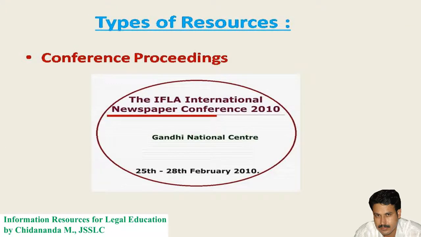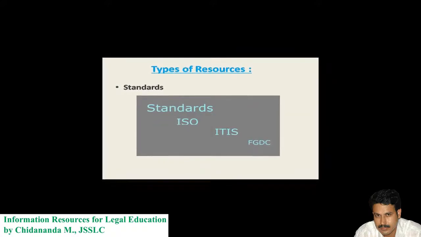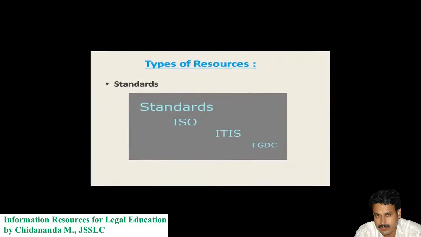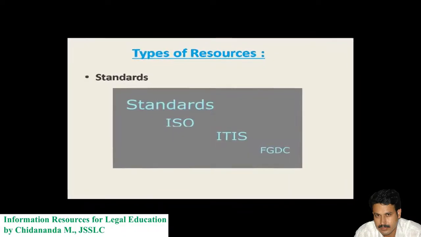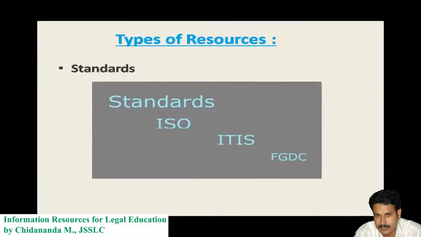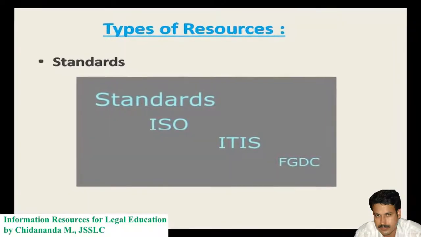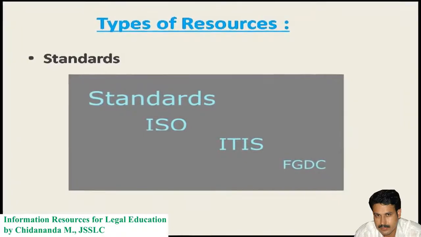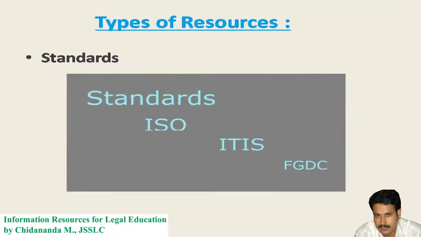Next one is standards. Standards are consensus agreements drawn up by representative collections of people who have a particular interest in a specific subject. These could be manufacturers, users, research organizations, government departments, etc. These may offer guidance on recommended procedures, prescriptive designs, and testing methods.